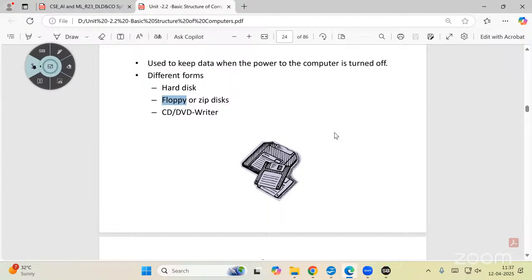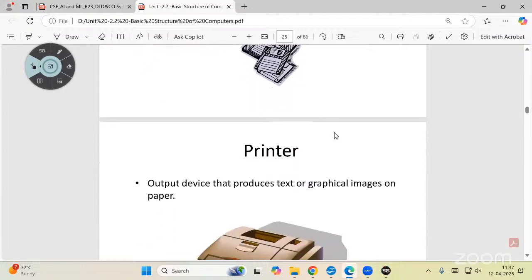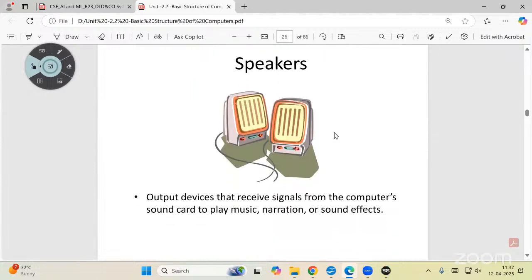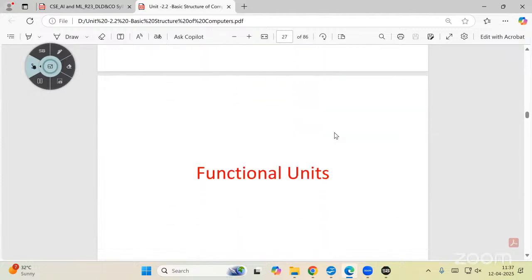Okay, so there is a small memory device. There is a CD and DVD. Next to printer. You know the printer purpose. Next to sound speakers. Okay, next.